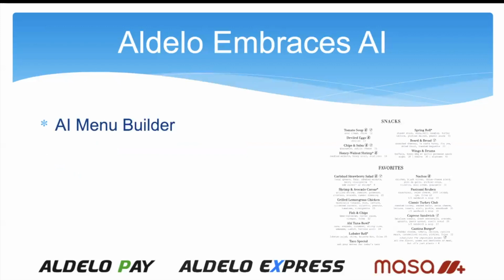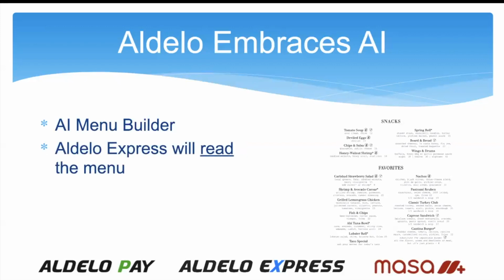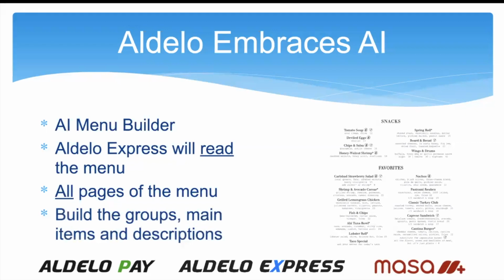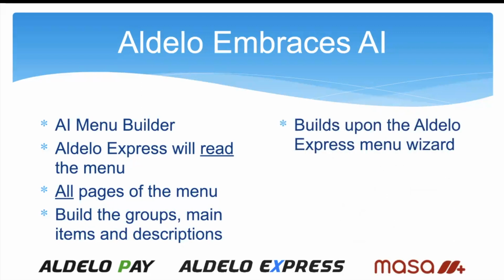Now, this is where we really read a menu. The Aldelo Express iPad will read the menu and then create the database from that. Even if you have a multiple page menu, it will read multiple pages of that menu. It builds the groups and menu items, and it will build on the Express Wizard that's already in the app.